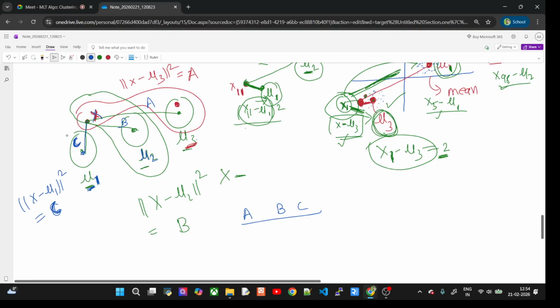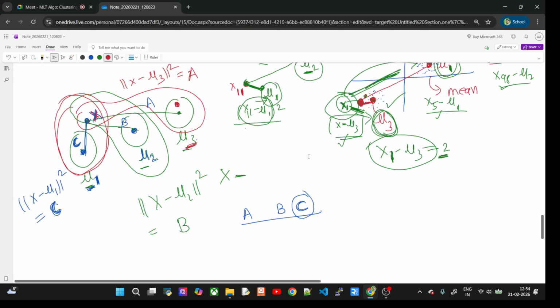So here, if you see, the distance of x and mu1 is smaller as compared to mu2 and mu3. This distance is smaller, which means your x belongs to cluster C. Then you can add this x into this cluster. That's all. So this is the way you have to add the clusters.